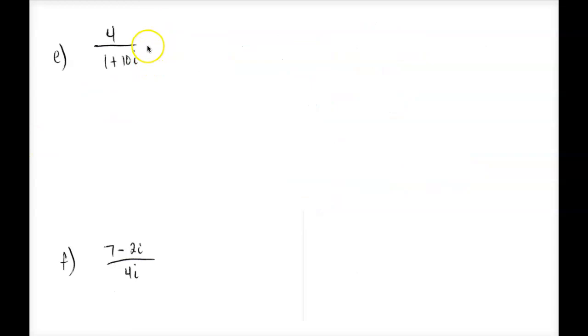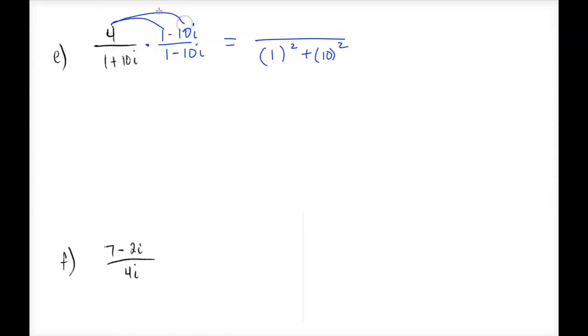So for our next example, same thing. Here, since the denominator is 1 plus 10i, the conjugate of it is going to be 1 minus 10i. And in the denominator would just be 1 squared plus 10 squared. And here in the numerator, you just have a real number being multiplied times a complex number. So we can just distribute 4 to both terms there. So that would be 4 minus 40i.